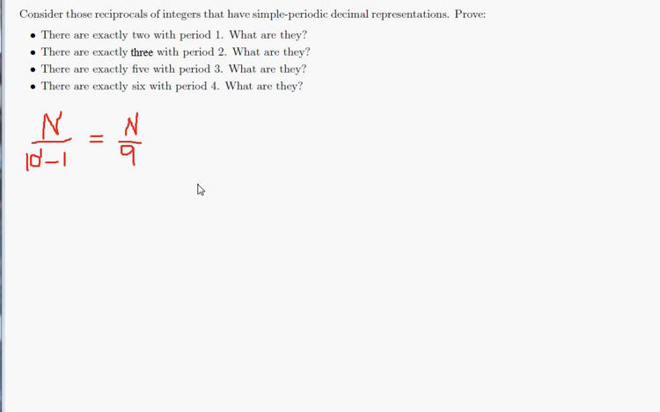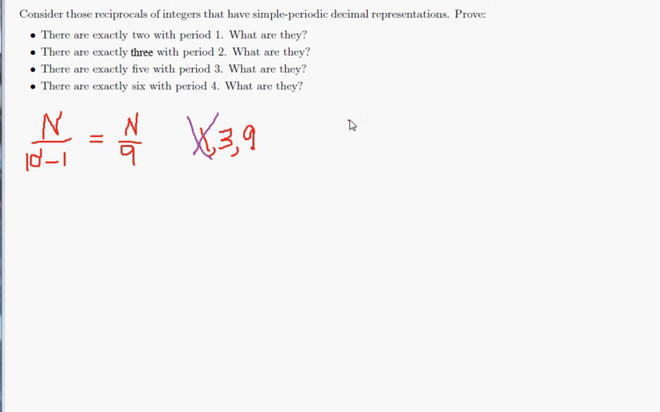Now, for this to be written as 1 over something, that means that n has to be a factor of 9. So the factors of 9 are going to be 1, 3, and 9. So those are the possibilities. Now, clearly, 1 is out. That can't happen. But 3 and 9 do work.